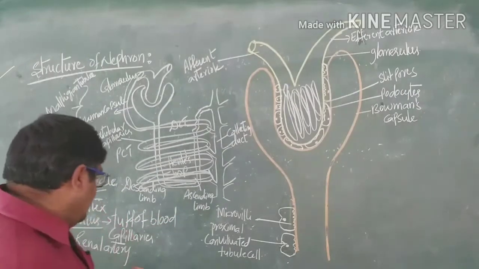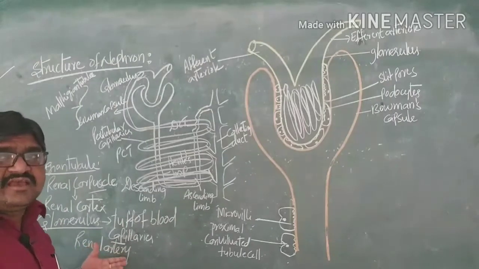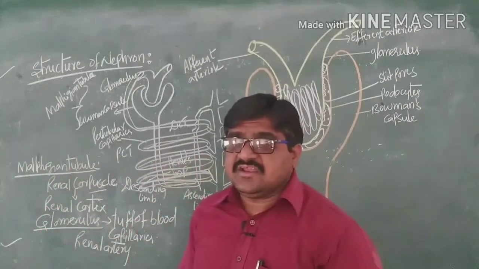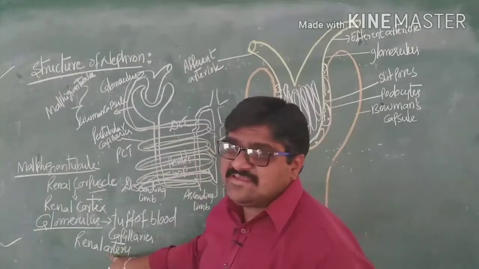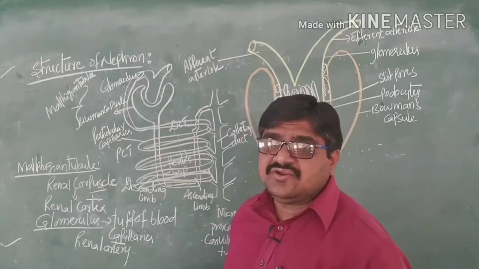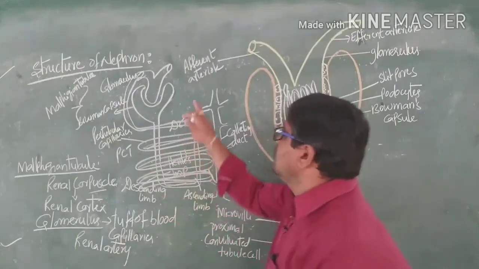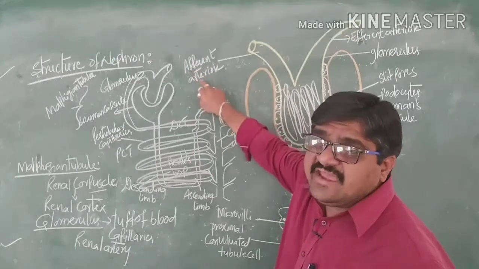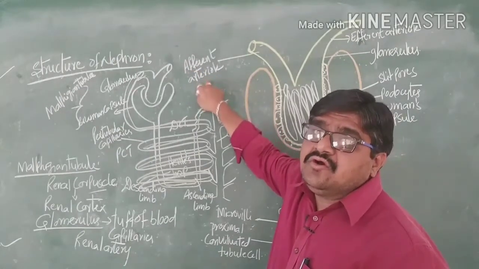So here the renal artery will enter. The renal artery is the blood vessel which carries the oxygenated blood to the kidneys. This renal artery will differentiate when it enters into the kidney. It is differentiated into two regions. One is called an afferent arteriole. It is a wide afferent arteriole.